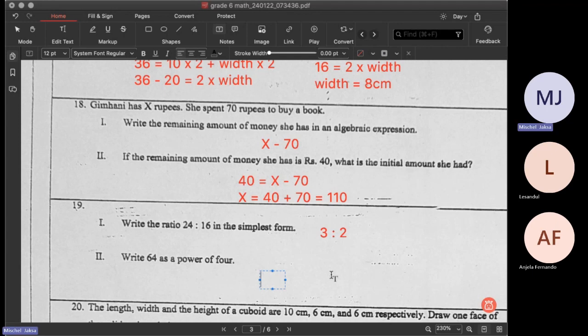Write 64 as a power of 4. How many times do we have to multiply 4 by itself to get 64? 4 to the power 3. Well done. 4 multiplied by 4, we get 16. 16 multiplied by 4, we get 64.